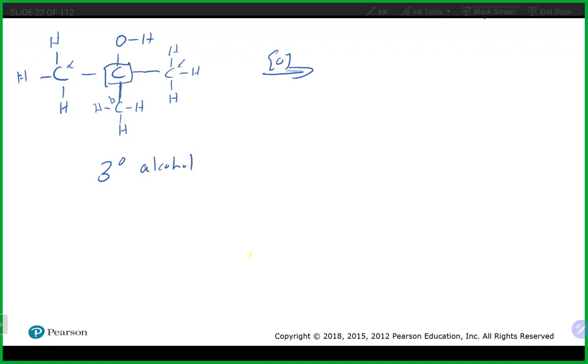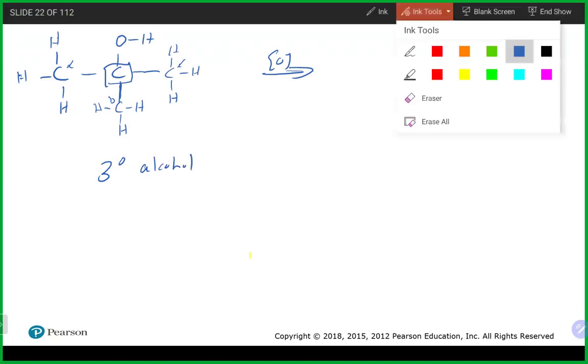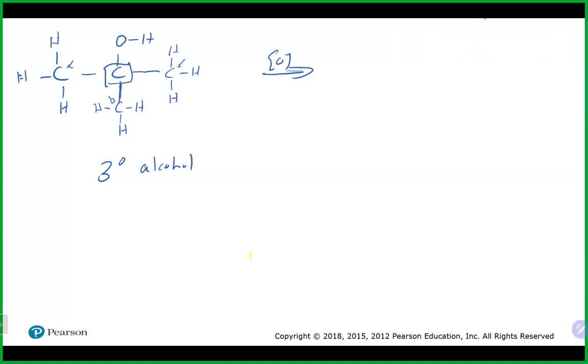So again, we're going to remove the hydrogen from the oxygen. And now the second hydrogen should come from the carbon directly attached to it. Is there a hydrogen? There is not. That's problematic, which I think was your question. There is no hydrogen there, which means that's a no reaction.